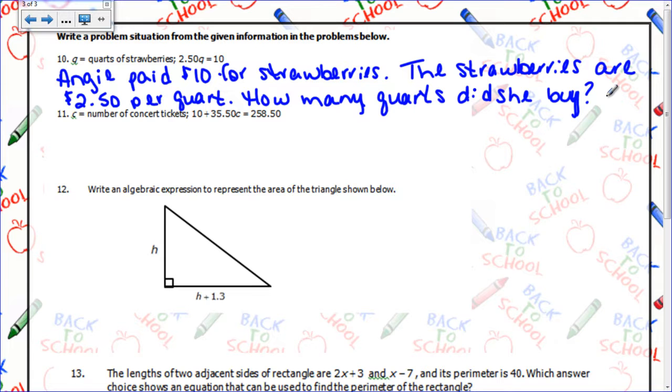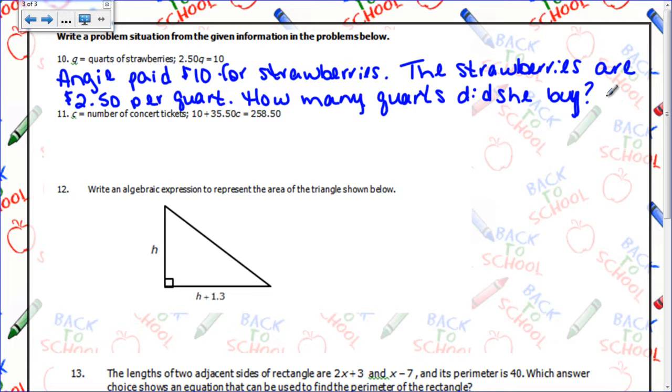And so now number 11, C is the number of concert tickets. And my equation is 10 plus 35.50C equals 258.50. So I know a total. I know that the total was $258.50. I'm again assuming we're dealing with money. And since there's a number in front of the C, it means that that amount happened for every ticket. So I'm going to assume that the tickets were $35.50 a piece.